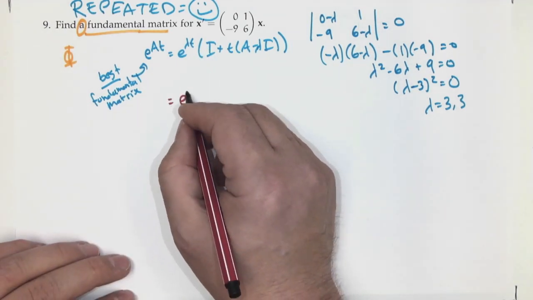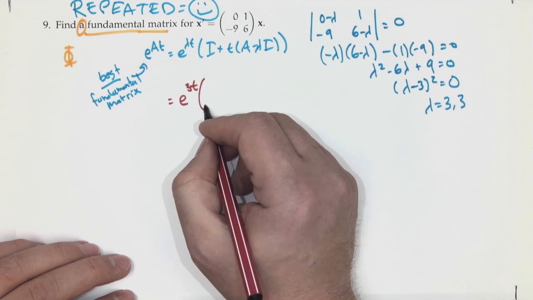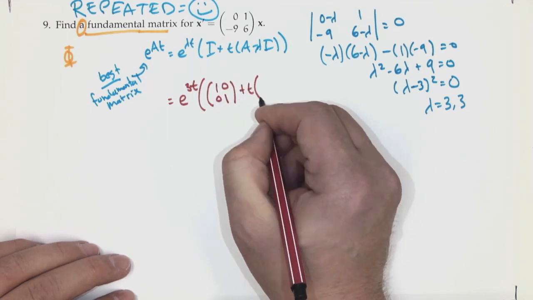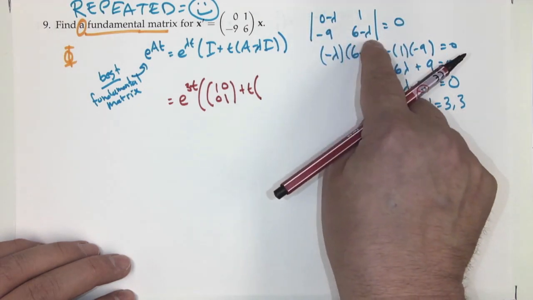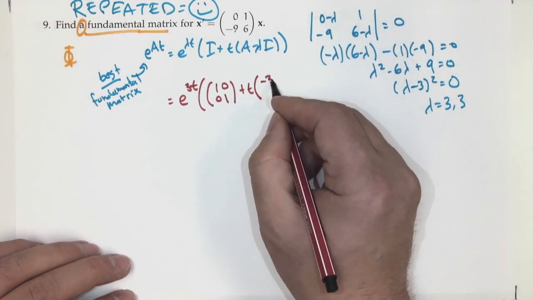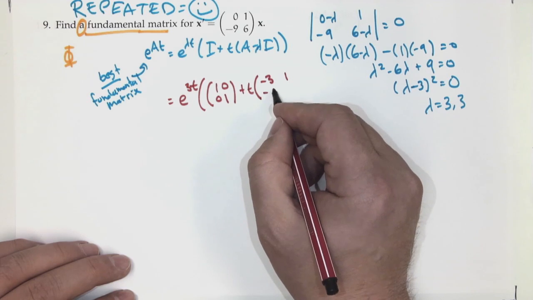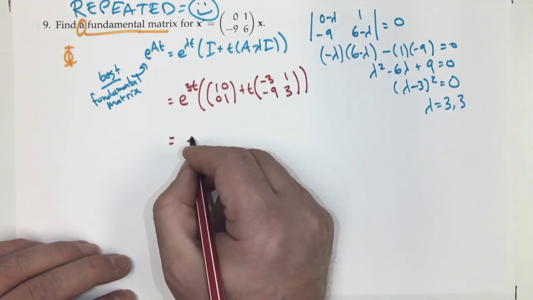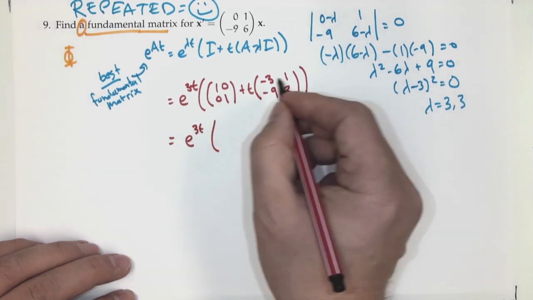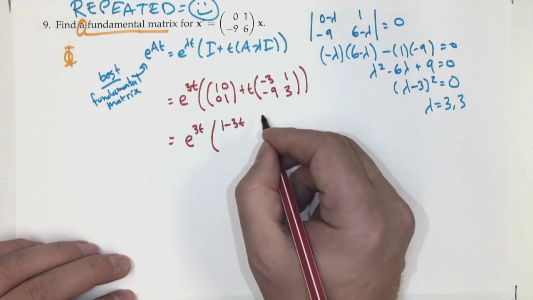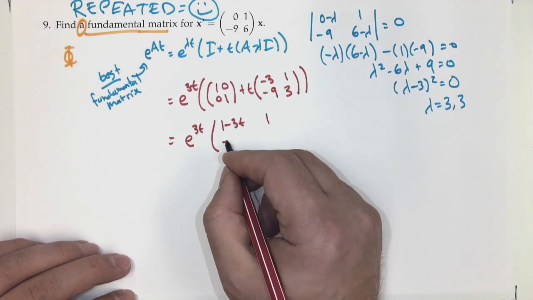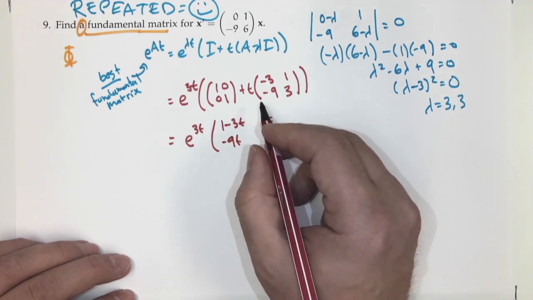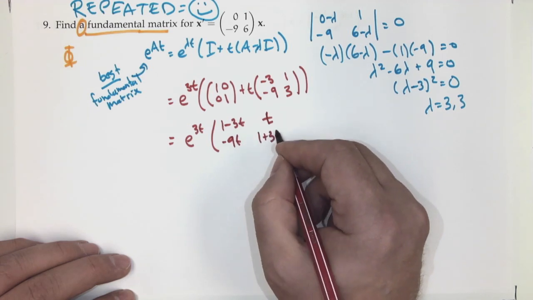Okay, so for us, we write things down. Lambda equals 3. The identity matrix is always 1, 0, 0, 1, plus t. And then we're subtracting 3 from our diagonal: minus 3, 1, minus 9, 3. So we now go ahead and put these together. 1 minus 3t, 1t. Oops, sorry, not 1, it's 1t. Minus 9t and 1 plus 3t.